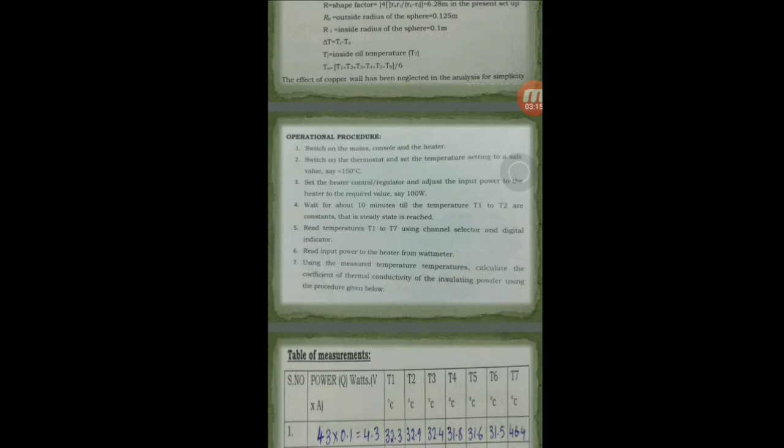Then the next step to be followed is the operational procedure. The first and foremost step is to switch on the mains, then the console and the heater. Then switch on the thermostat and set the temperature indicator to the required value, which should be less than 150 degrees centigrade. It should never exceed 150 degrees centigrade. Then set the heater control, or the dimmerstat, and set the input power to the heater, maybe like 100 watts. Then wait for a few minutes, maybe 10 minutes, till the temperatures are constant.